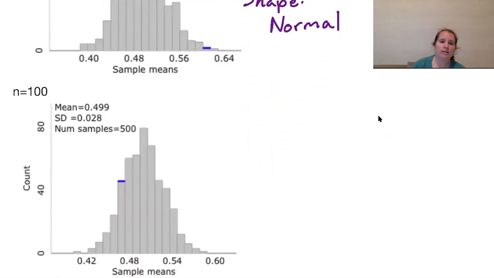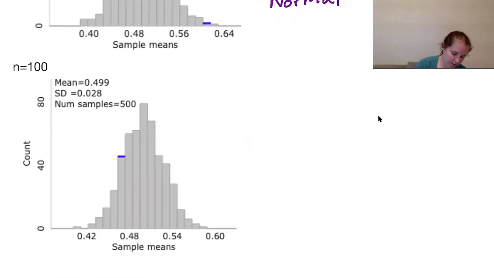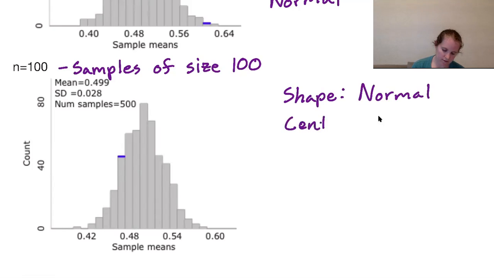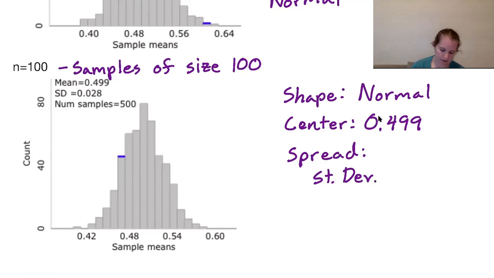And then finally, let's look at our samples of size 100. The shape here is basically normal. The center is 0.499, and the spread, we have our standard deviation of 0.028. So some quick comments.